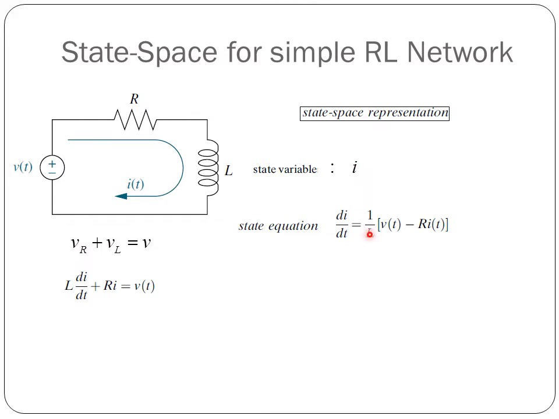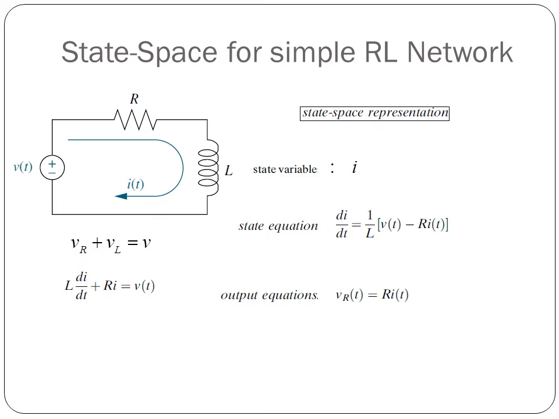So the rule says the right side of this di by dt equation should contain only the input and state variable. That means I is the state variable and V is the input. So we cannot use any other variable other than state variable and input variable, but it can contain some constant parameters like L, R, etc. Okay, so that is the rules for a state equation. So at first we let a variable, state variable, and then we write the equation for the derivative of that variable, di by dt.